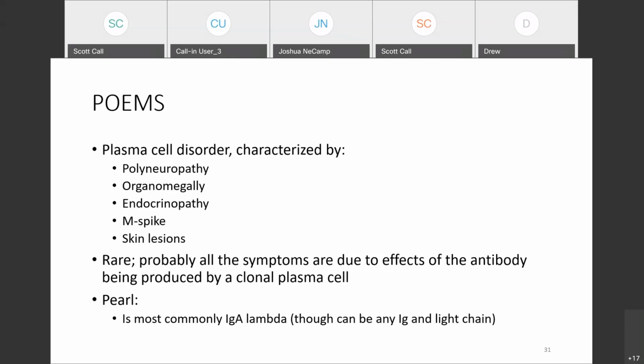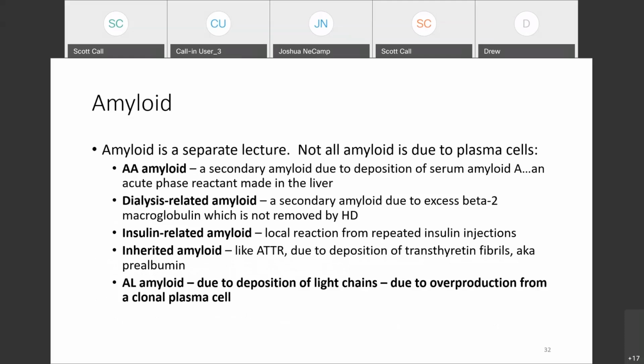And the treatment for it will be similar to multiple myeloma. The last thing I'll talk about is amyloid. Amyloid is probably a separate lecture in itself, so I'm definitely not doing amyloid justice. But just to talk about it a little bit, remember that with amyloidosis, there are multiple types of amyloid, and not all of them are due to plasma cells.